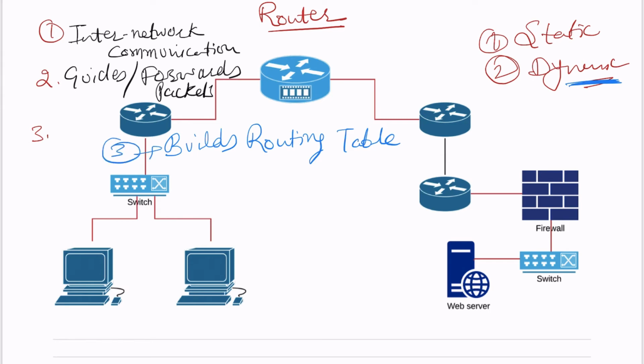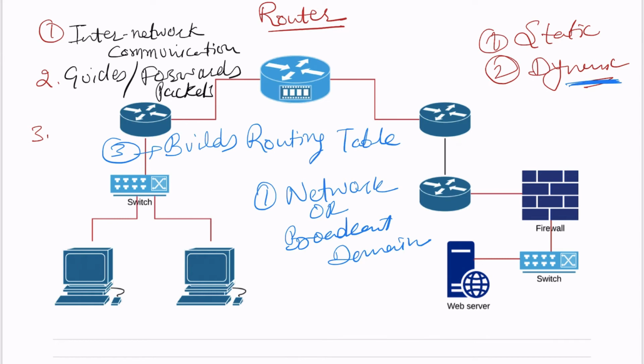A router can have multiple interfaces. It depends on what type of router you have. There are various models. Some will have 2 interfaces, some will have 5, 10, whatever. A router is a very costly device. One interface would mean one network, one broadcast domain. And if there are 5, there would be 5 domains.